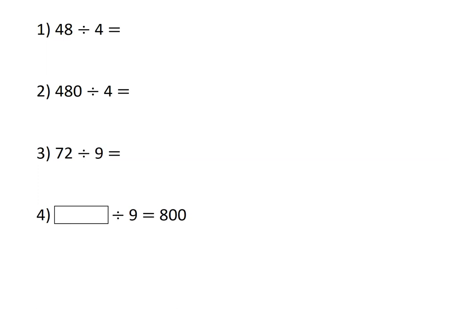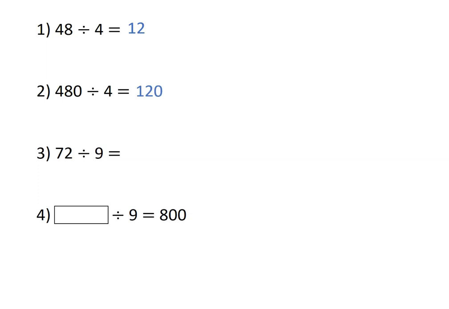Okay, so if we have a look at question 1, 48 divided by 4, we know in our 4 times table that 12 lots of 4 make 48, so the answer to that one would be 12. And on the next one, 480 divided by 4, well, we can use our knowledge of 48 divided by 4, which we've just done above, but this time it's 10 times bigger, so our answer will be 120. That would have got 10 times bigger as well.